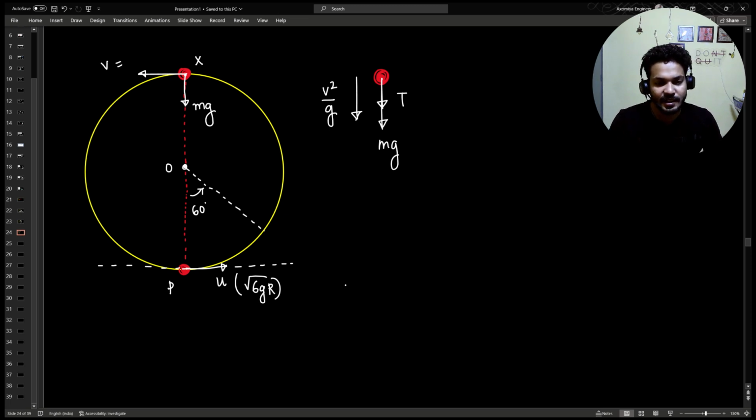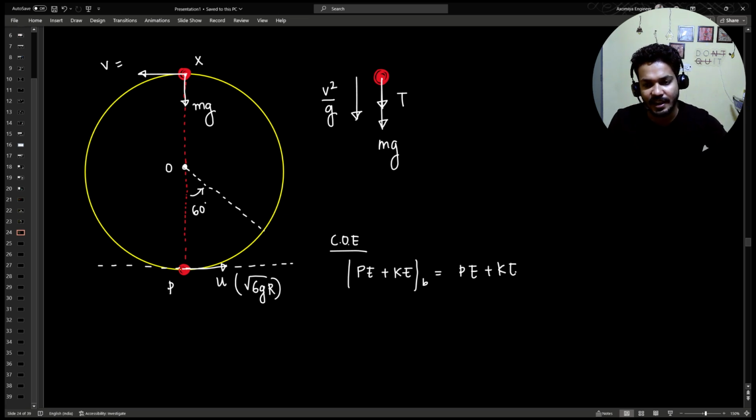Yes. So we can say from conservation of energy that at the bottommost position, the potential energy plus kinetic energy at the bottom will be equal to the potential energy plus kinetic energy at the topmost position. Okay, so do this and tell me what is the velocity at the highest point, guys. Yes, guys, you found out how much the velocity at the top is.